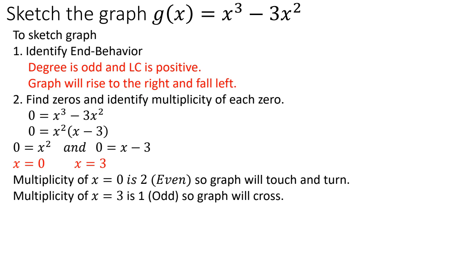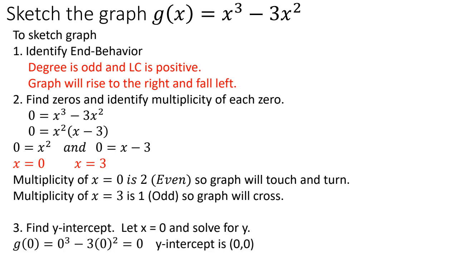Okay, so let's find the y-intercept. To find the y-intercept, to review, we set x equal to 0. So 0 cubed is 0, negative 3 times 0 squared is 0, so 0 minus 0 is just 0. So my y-intercept is at (0, 0).